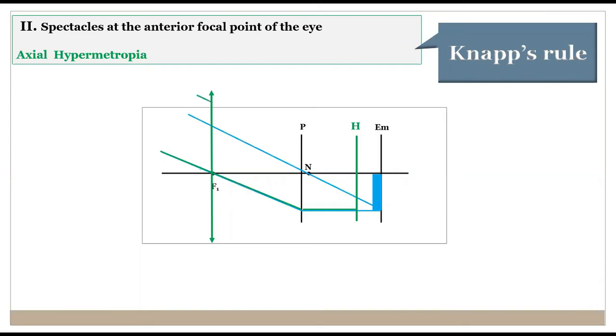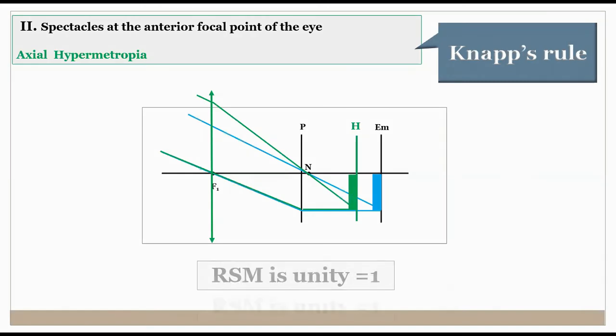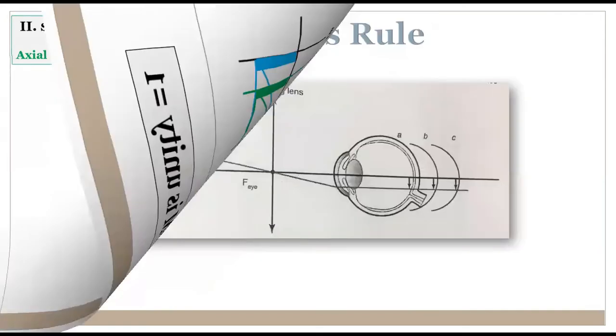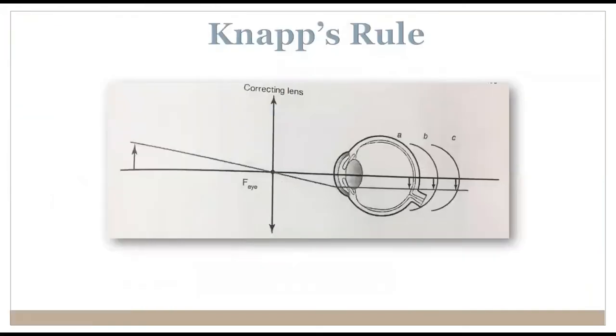The second ray here, when it hits the plus lens, it converges and then passes through the nodal point undeviated. So again, the retinal image size in axial hyperopia is similar to the emmetropic image size, and so the RSM is unity. So Knapp's rule applies also here. So what's Knapp's rule? In axial ametropia, if the correcting lens is placed at the anterior focal point or the first focal point of the eye, the image size is the same as in emmetropia.